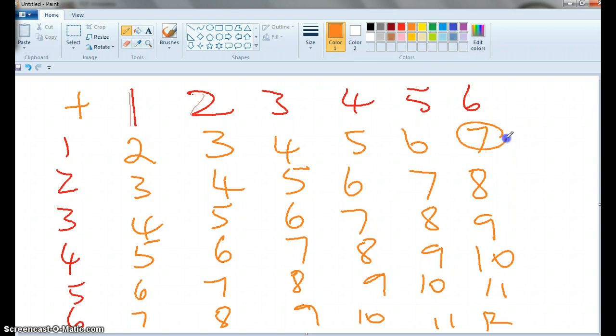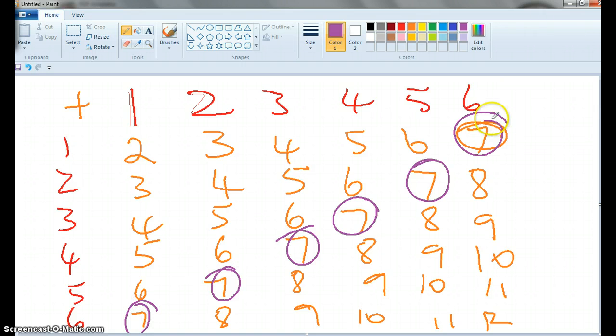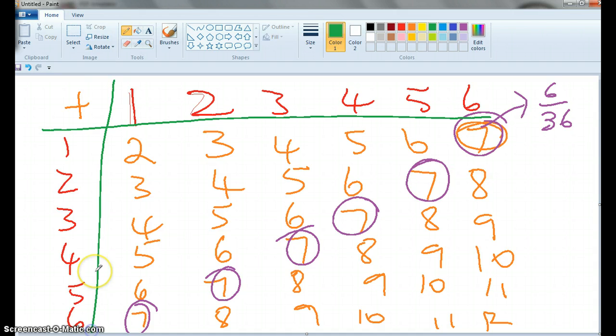Right. What's the probability of getting a 7? The probability of getting a 7 is 6 out of, how many outcomes? 36, because we have got 6 by 6. We've got 36 equally likely outcomes.